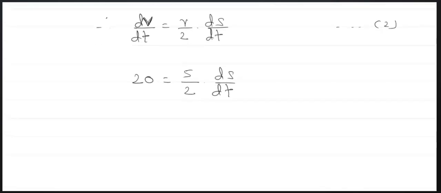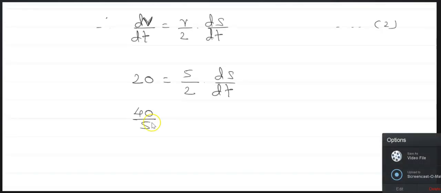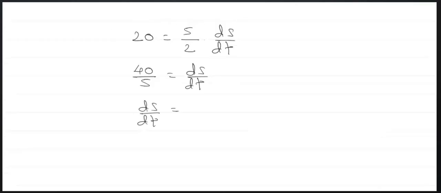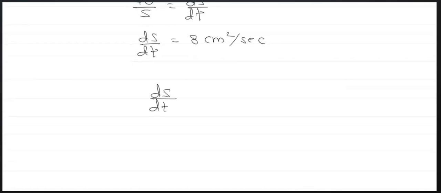That is, 20 is equal to 5 upon 2 into ds upon dt. Therefore, ds upon dt is equal to 40 upon 5, that is equal to 8 centimeter square per second, and at this rate the surface area changes.